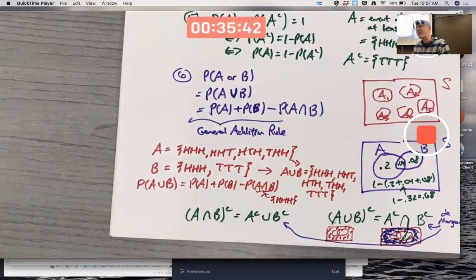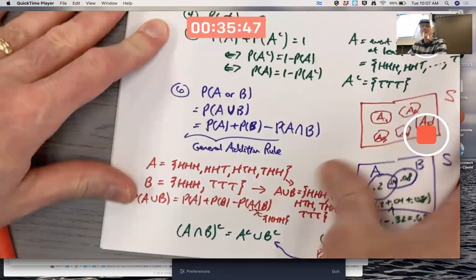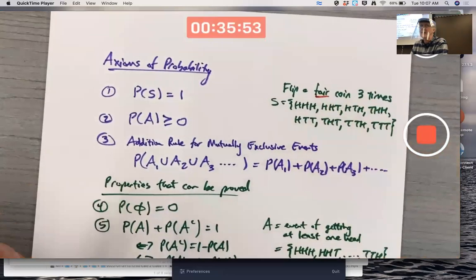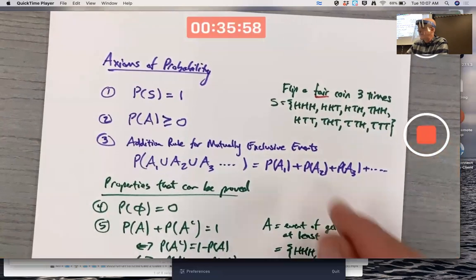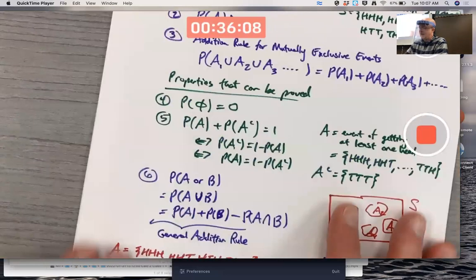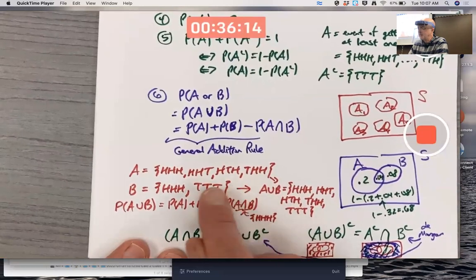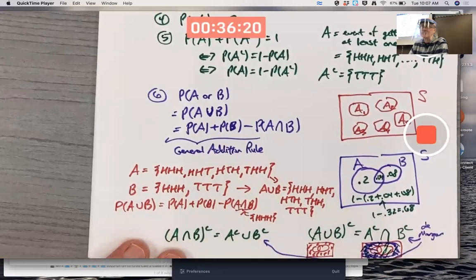Haven't talked about how to assign probabilities in this context, but it's fairly simple. If it's a fair coin, that means on each flip, you've got an equal chance of getting heads and an equal chance of getting tails, 1/2. And what that means is each of these 8 outcomes is equally likely in 3 flips. Since there's 8 of them, they all have a probability of 1/8. And that also means that if you've got a subset, an event, the probability of that event is the number of elements in the event divided by 8 in this example.